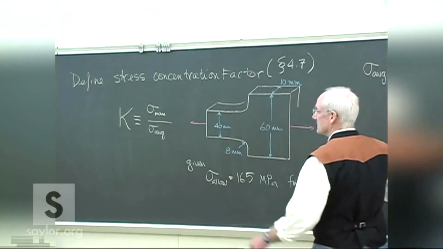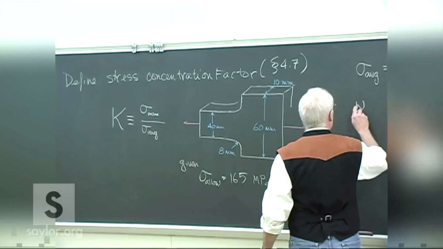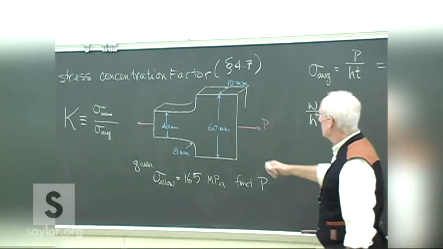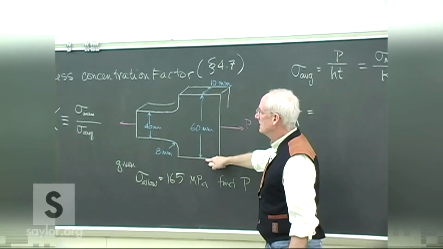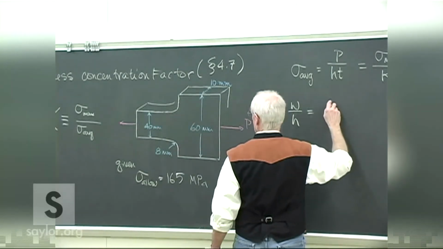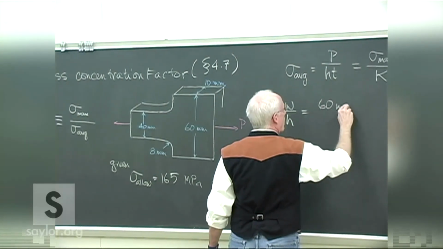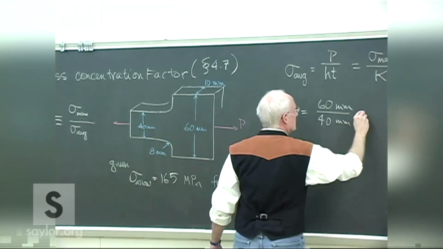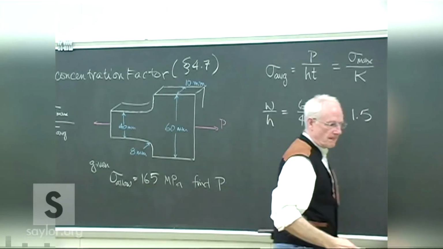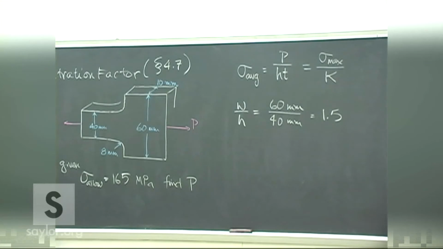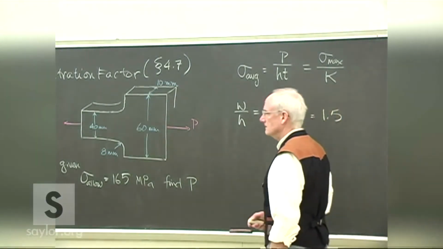All right, so let's see some of the geometric factors we need. W over H. W is the major width over the minor width. Watch your units. 1.5, and we have that curve there. It happens to be essentially the middle curve here.